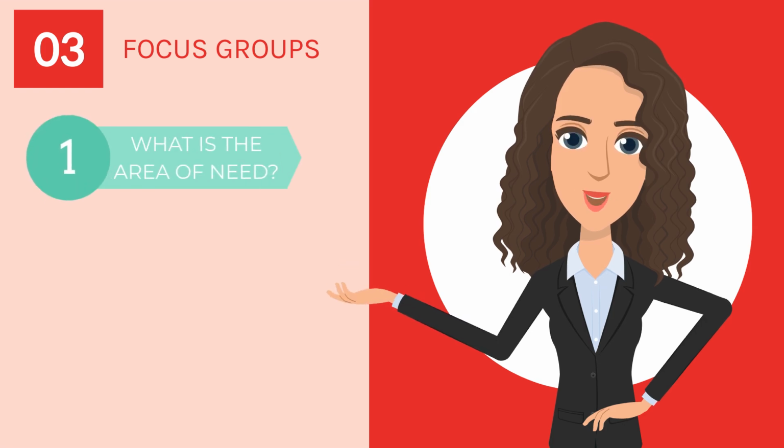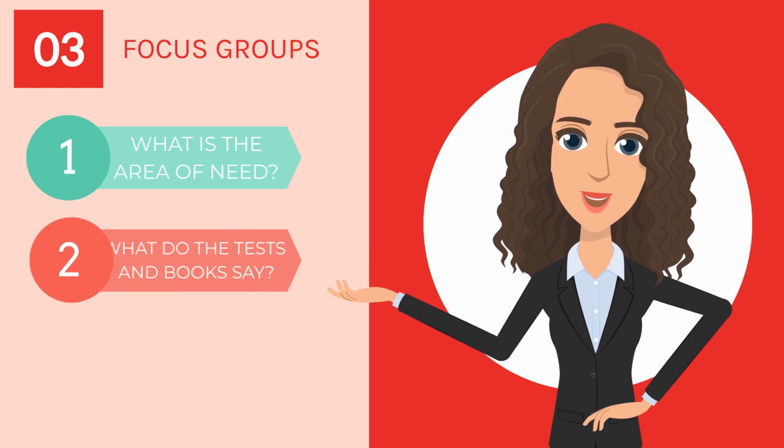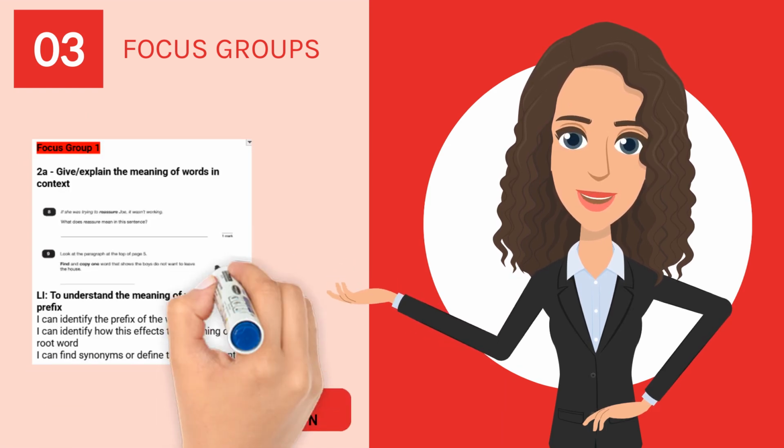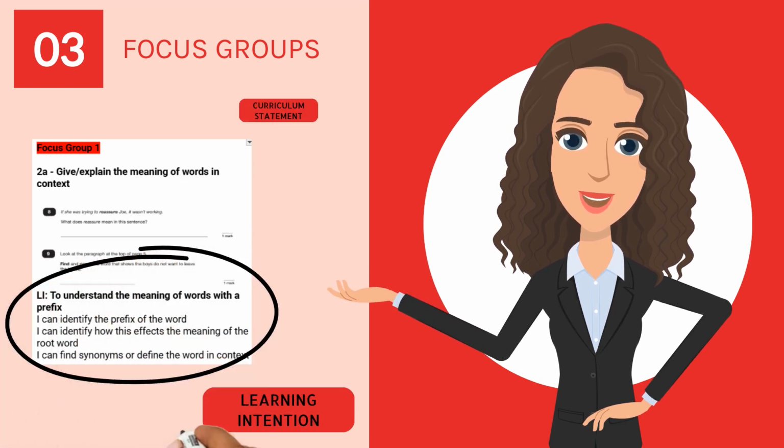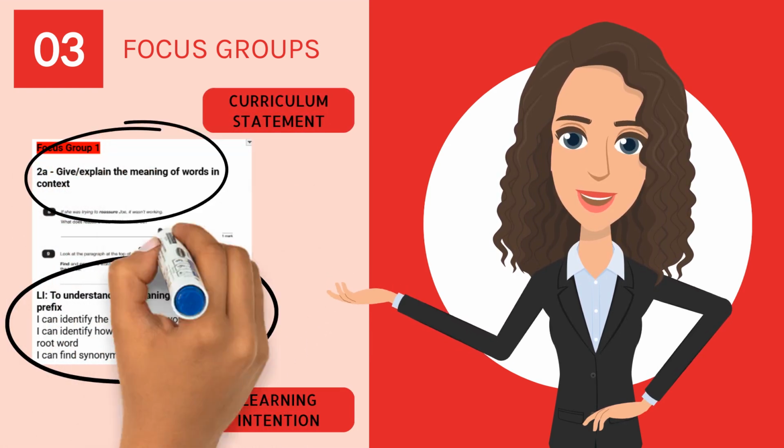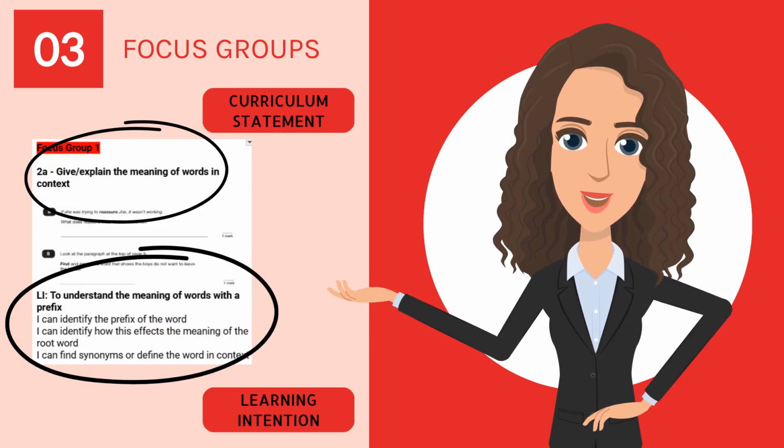First, identify the area of need based on the information from the QLA. Then, check the test papers and books for how the group answered those types of questions. Finally, use this to support the writing of the learning intention. Remember, this should not be a curriculum statement.